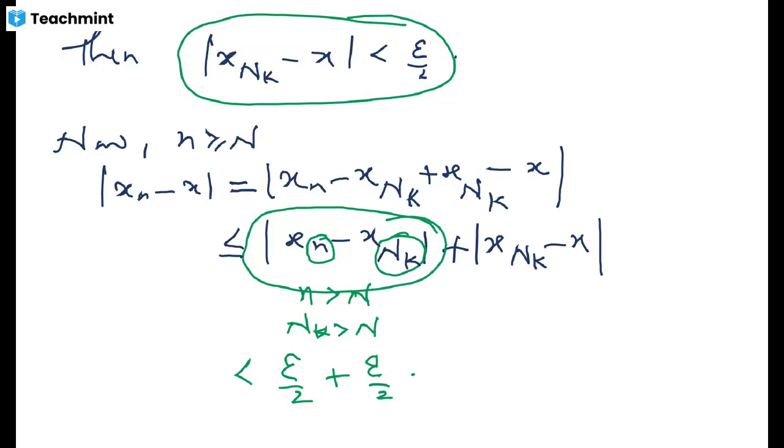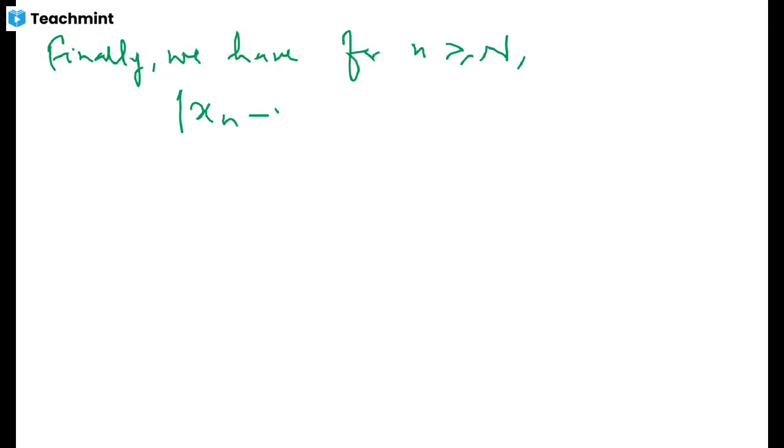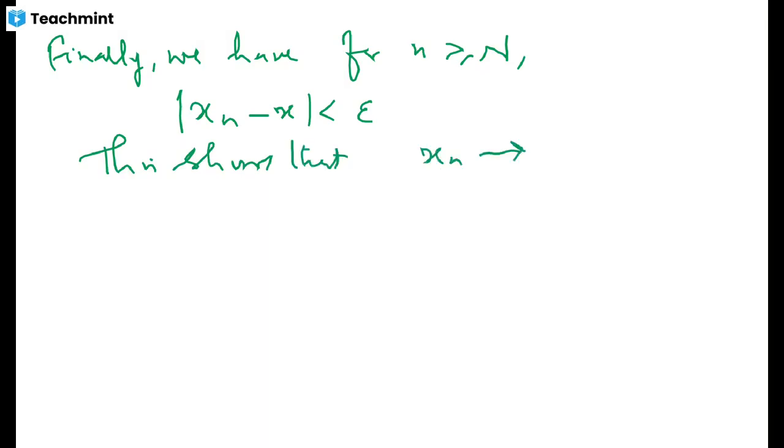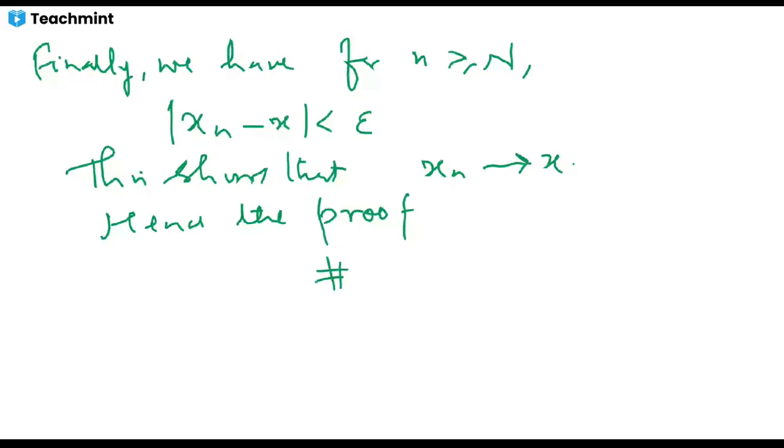Finally, we have that for n greater than or equal to capital N, the distance of the nth term from x is less than epsilon. This is the definition of convergence of the sequence. This shows that the sequence x_n converges to x. Hence the proof. So this is a very important result, the Cauchy criterion, which establishes the equivalence of convergence with Cauchy sequences.